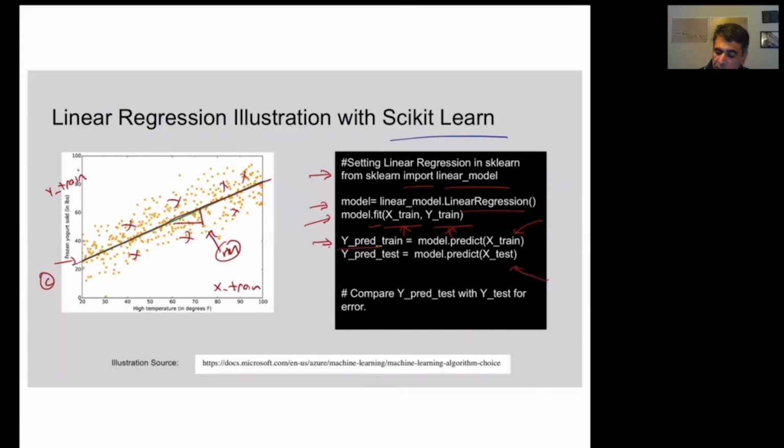You can even put in data, in this case, the test data that the model has never seen, and you can get values of Y that are predictions for those things that it's never seen. And of course, you can compare the predicted values with the actual ones that you happen to know in your test set, and you'll be able to get an estimate for the error.